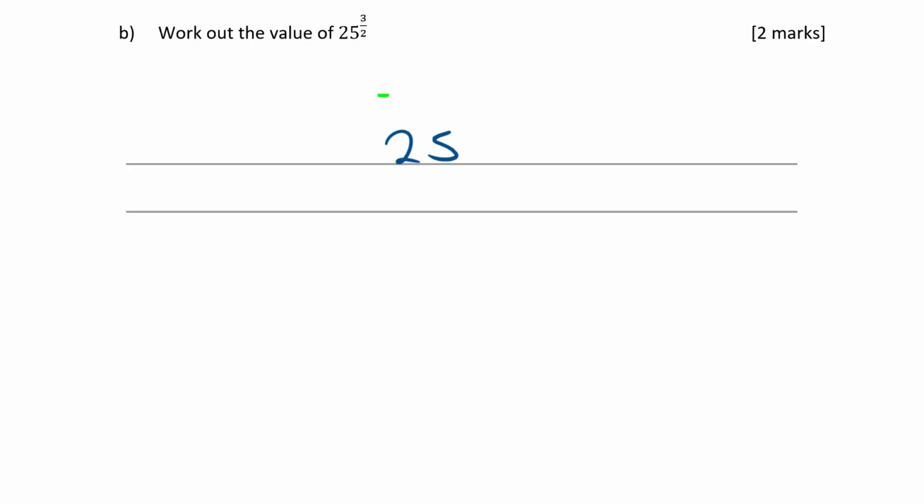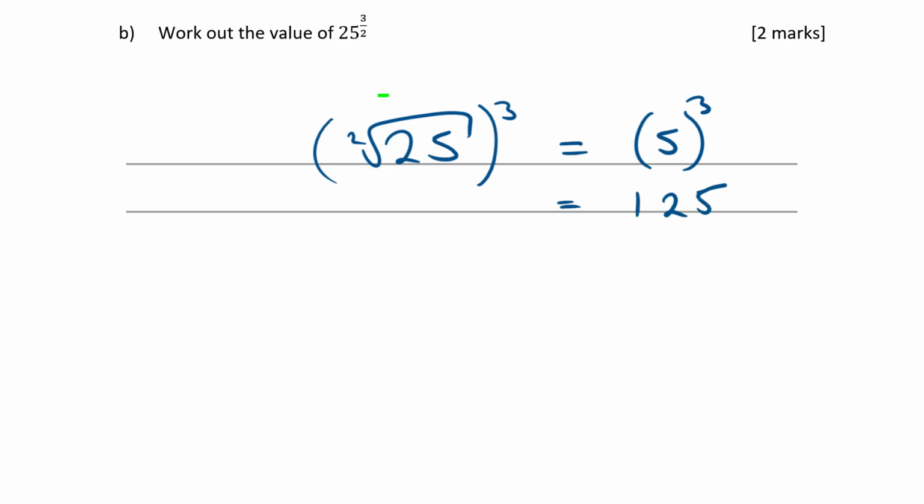Okay, so I'm going to have 25. I'm going to square root it, and I'm going to cube it. I like to do the root first because it ends up with smaller numbers. So the square root of 25 is 5, and 5 cubed is 125. So 1, 2, 5.